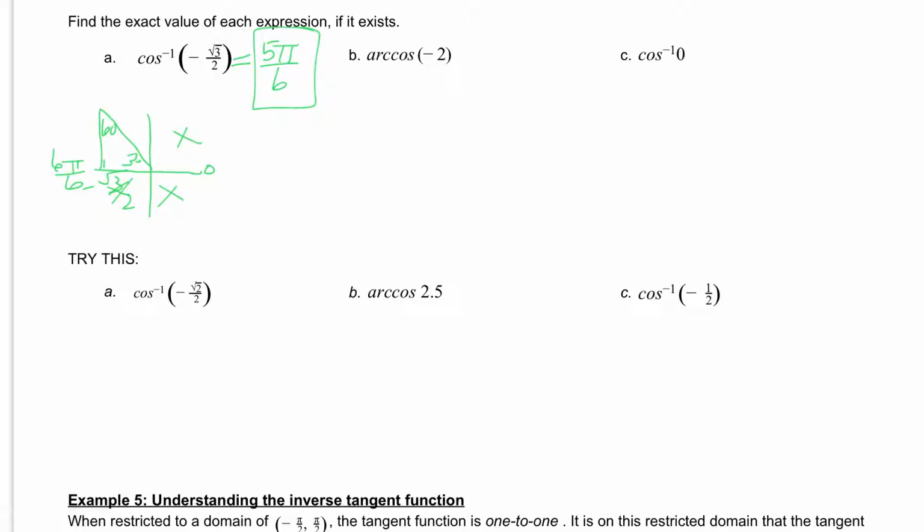Let's look at the second one, letter B. We have the arc cosine of negative 2. Well, the arc cosine of negative 2, right away you should say that this can't happen. It doesn't exist because of the domain. Remember, our domain for our inverse functions is from negative 1 to positive 1. And negative 2 does not lie within that domain. So this does not exist.